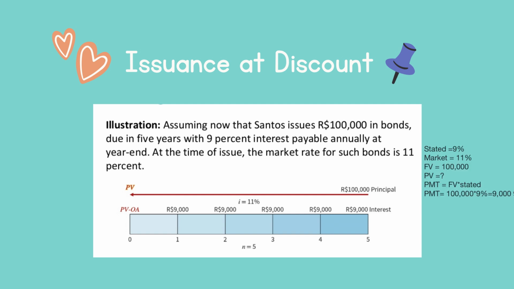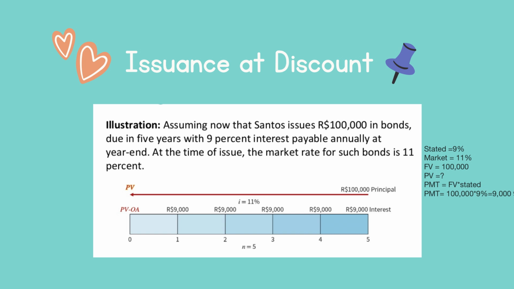Okay. So the stated is 9%. The market is 11%. The face value is 100,000. The present value is unknown. We need to calculate it. The payment, again, we have periodic interest payments. We need to pay them annually at the year end.